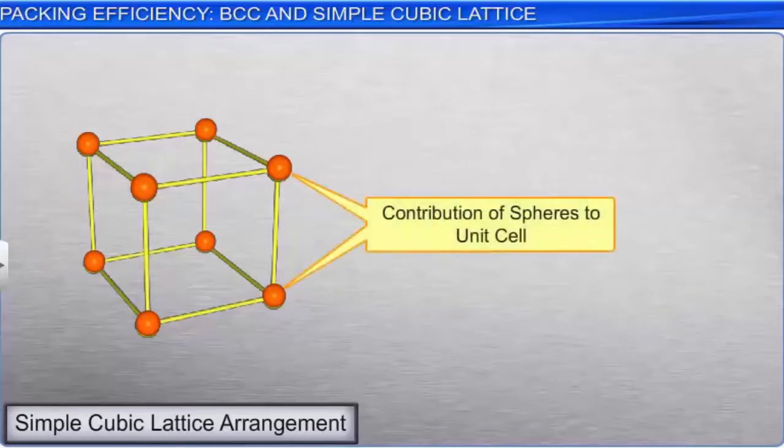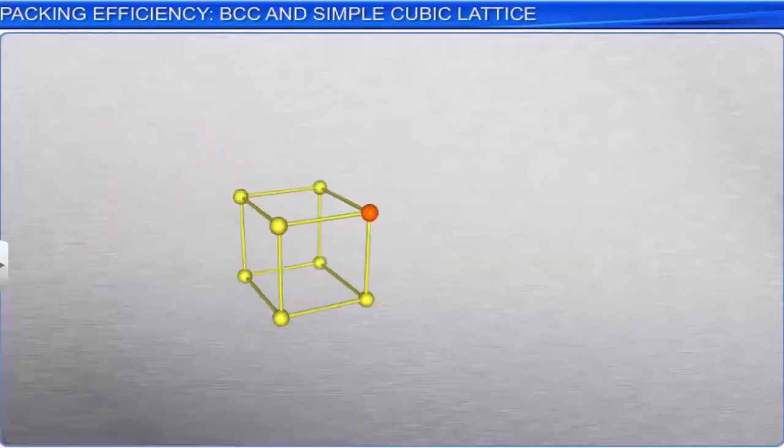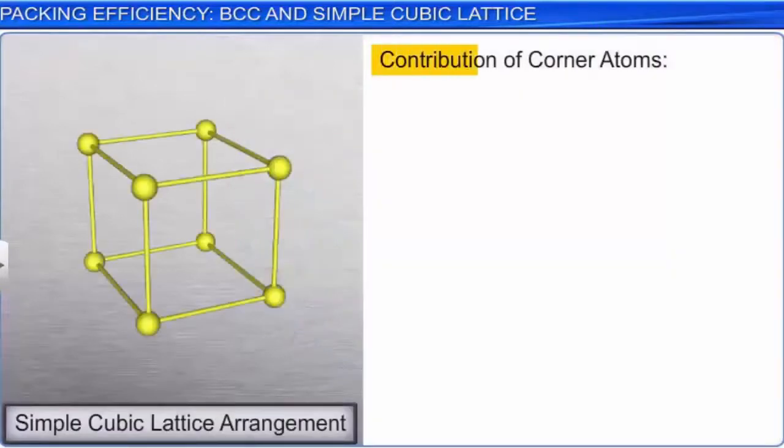You can calculate how many atoms or spheres each simple cubic unit cell contributes. Each sphere at the corner of a unit cell is shared by 8 surrounding unit cells. So the contribution of the corner atoms to a unit cell is 8 into 1 by 8, which is equal to 1. This is the total contribution of the atoms to the unit cell.